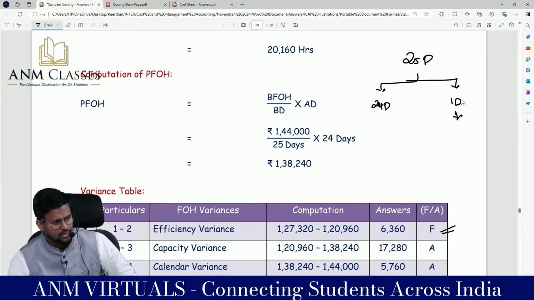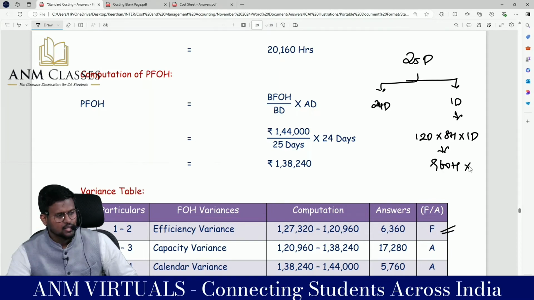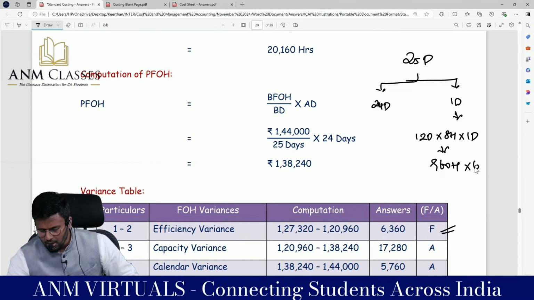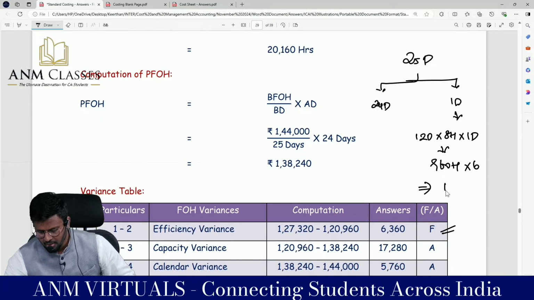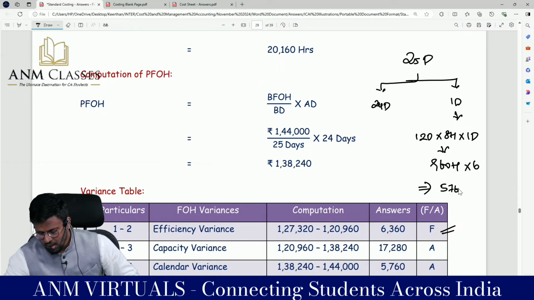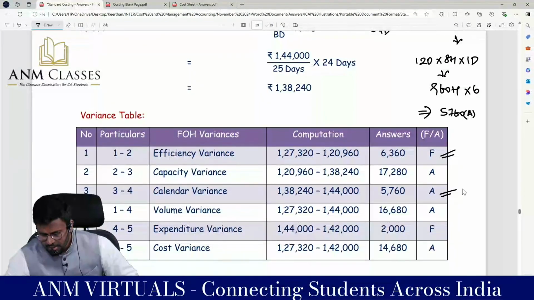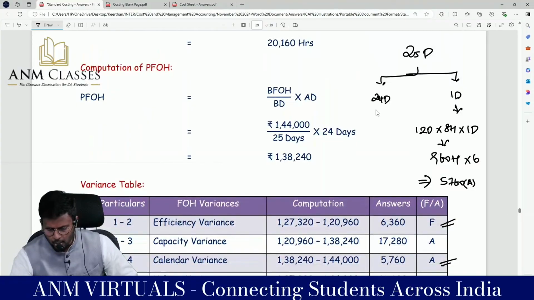Full machine hours. How many machines? 120 machines into 8 hours is 960 hours per day. 960 into 1 day comes to 960 hours you have lost. Every hour you have missed to absorb 6 per hour. 960 into 6 is 5,760 adverse, the calendar variance. Comfortable? Now coming to 24 days.